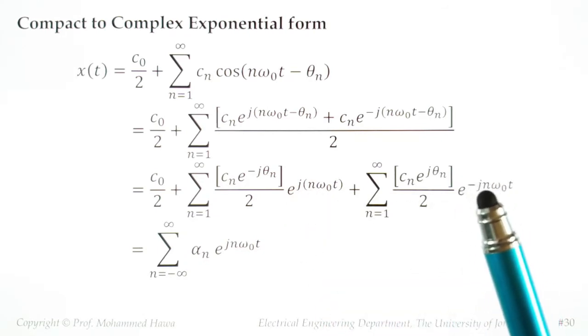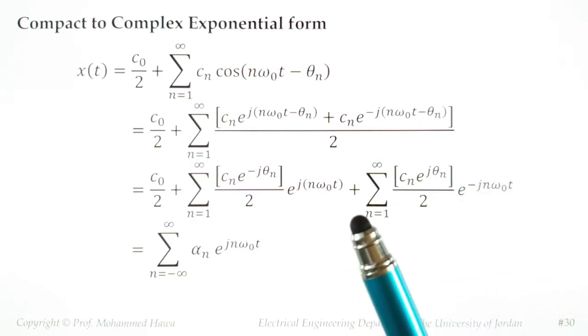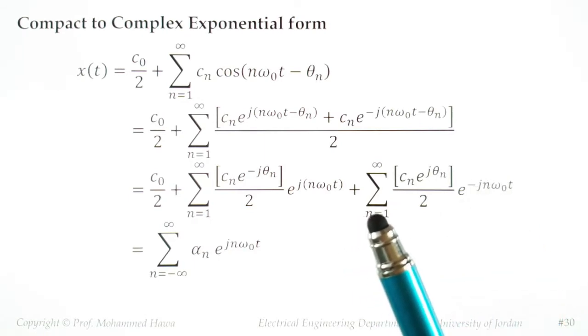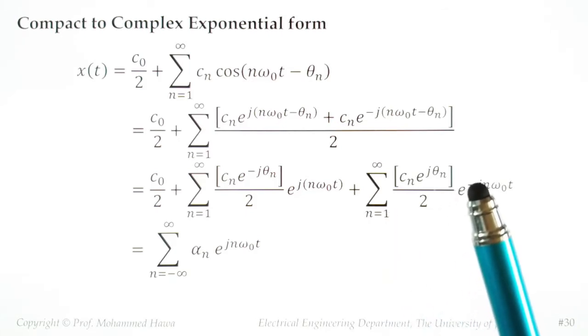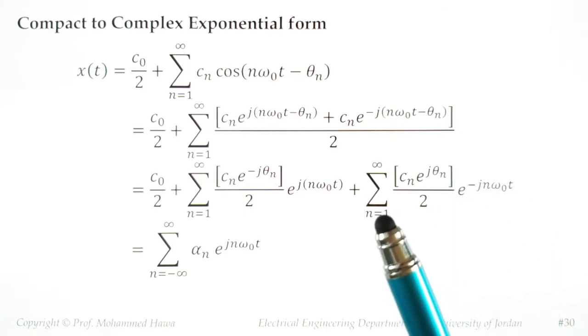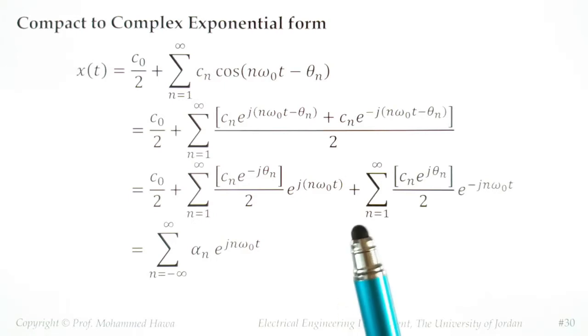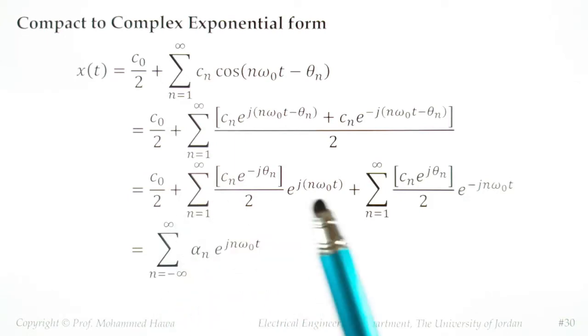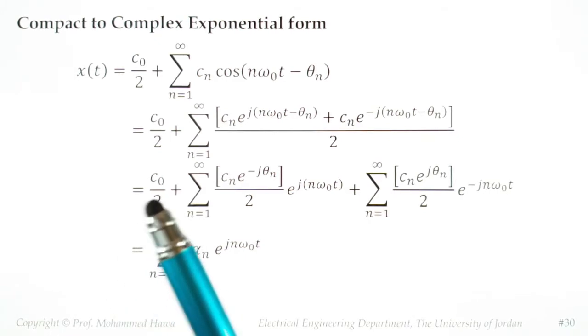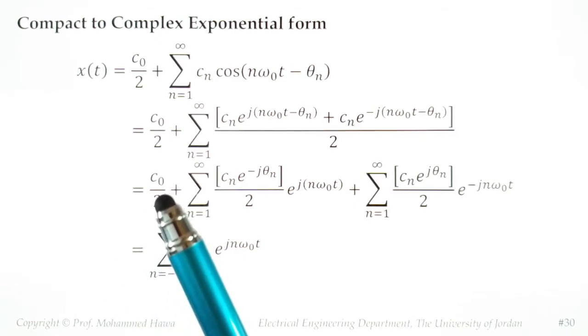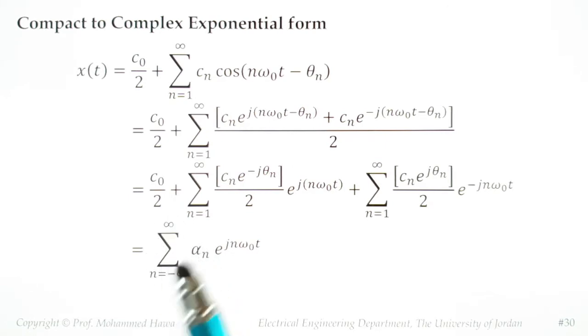So let's use a change of variables. Instead of using n, let's use m here, where m is the negative of n. This will be e to jm omega naught t, and this sum will go from minus 1 to minus infinity, and that's included here. So you have a sum from minus infinity to minus 1, that's from this sum here, and then another sum that goes from 1 to infinity, which comes from here. The final thing that you need is n equals 0, which comes in from here. So alpha naught, which is the term around 0 included within this sum, is actually C naught over 2.